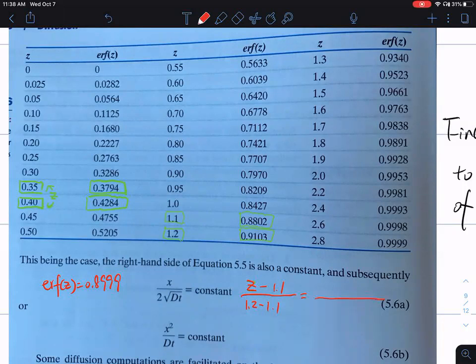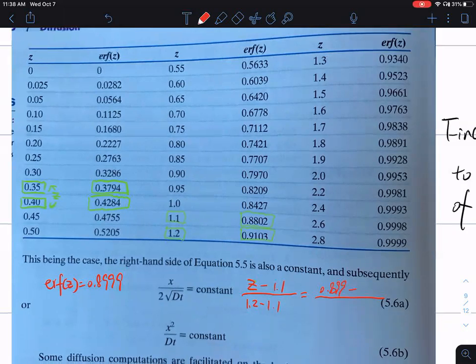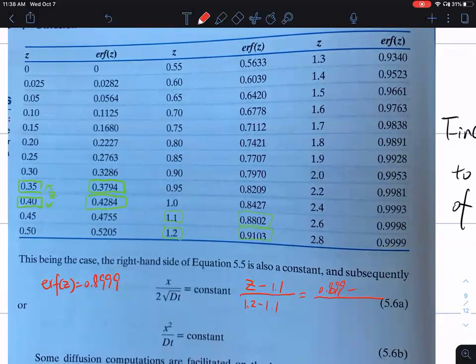On the right-hand side of the equation, we have the error function value 0.8999, minus the error function value when Z equals 1.1, that is 0.8802, divided by the error function when Z equals 1.2, which is 0.91103, minus 0.8802.